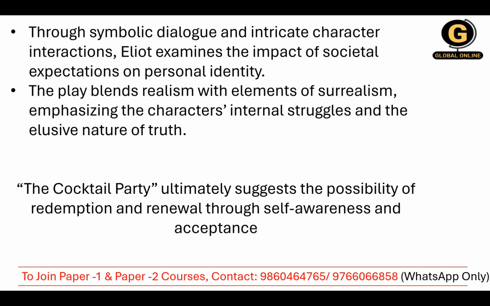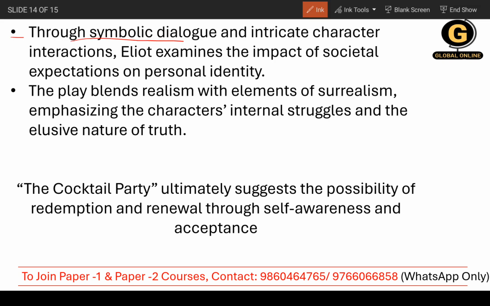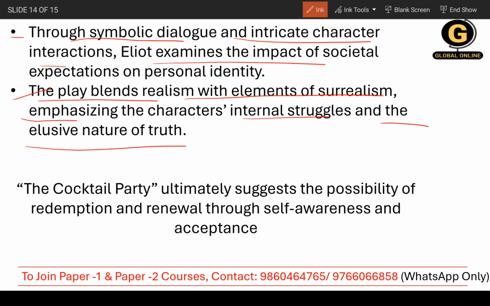Now, some more points to be added. Through symbolic dialogue and intricate character interactions, Eliot examines the impact of societal expectations on personal identity. I have already given the example. You can relate that with this. If somebody is expecting from me that I should do this, or before 26 you should marry, or before 30 you should marry, this is also a kind of impact. There must be some impact on me or on you or somebody else, right? The play blends realism with elements of surrealism, emphasizing the characters' internal struggles and the elusive nature of truth. So these are the things that you are going to see there.